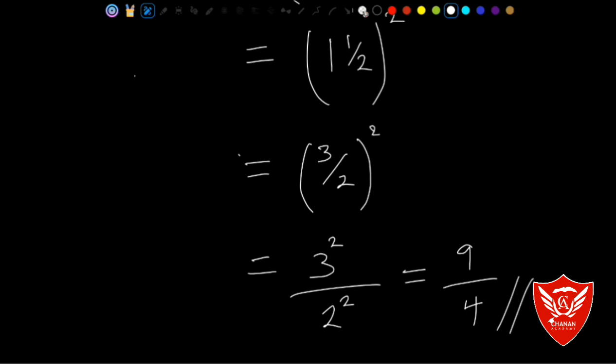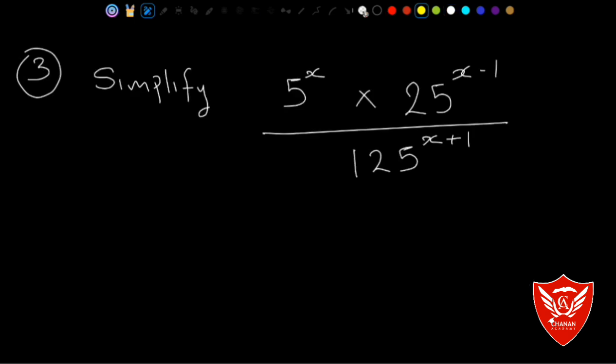Alright, so let's move on to the next example. We're asked to simplify this expression. Let's try to break down each of the numbers. Look at this 25. This 25 can be expressed as 5 raised to the power of 2, because 5 raised to the power of 2 is also 25.